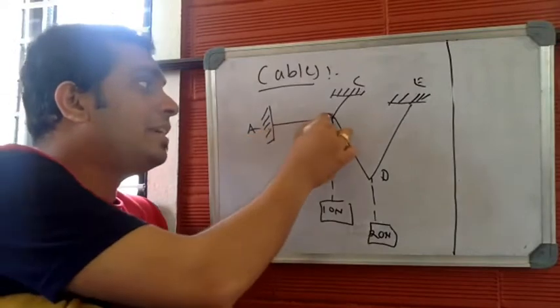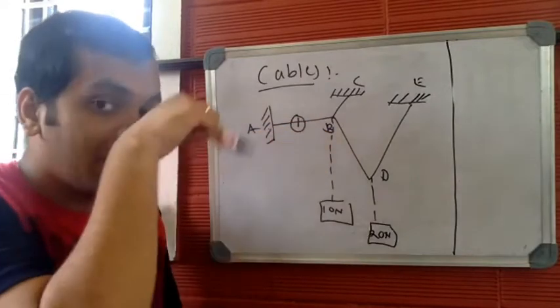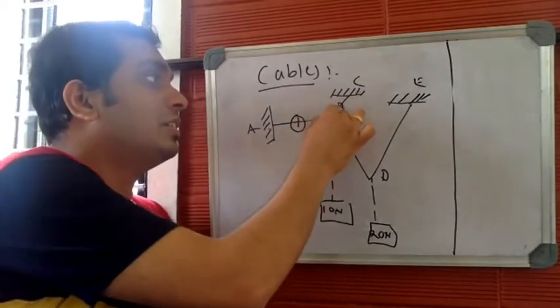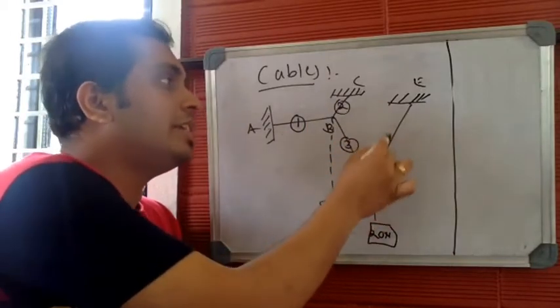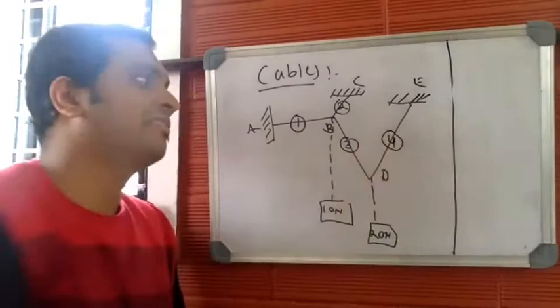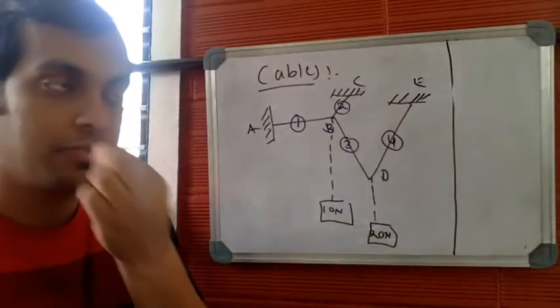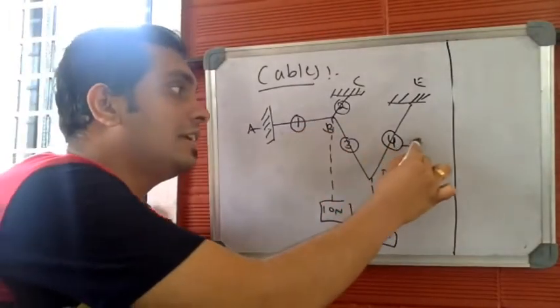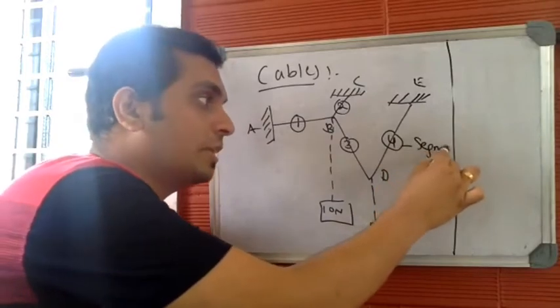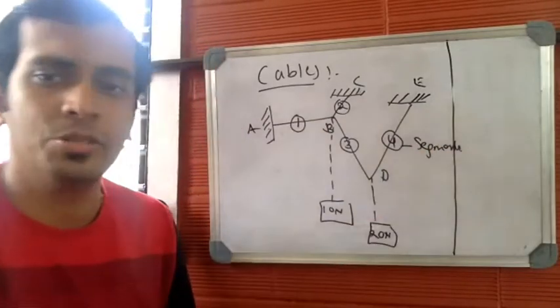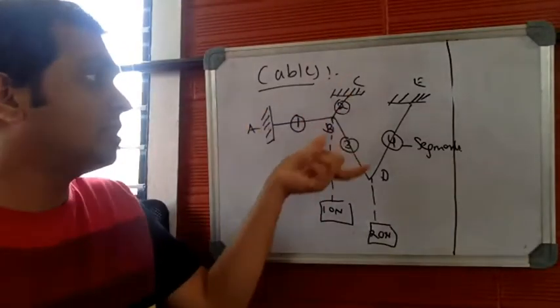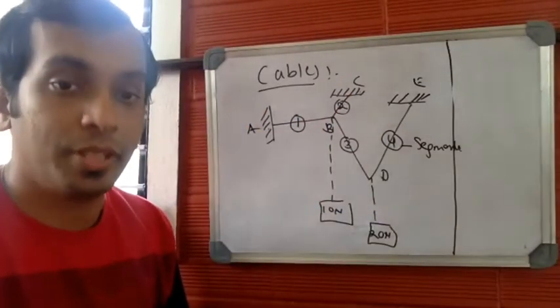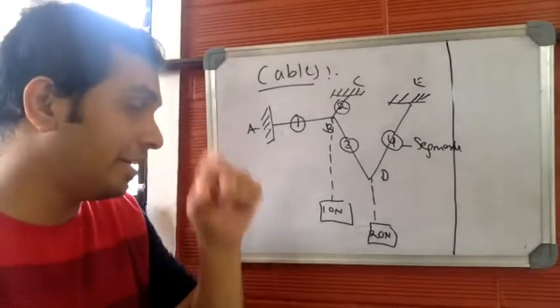So AB is the first cable segment, or one of the cable segments. BC is the other cable segment. BD is the third cable segment, and DE is the fourth cable segment. So these four are the cable segments. By joining a number of cable segments, you get a particular cable arrangement. So this has 1, 2, 3, and 4 cable segments being joined here.